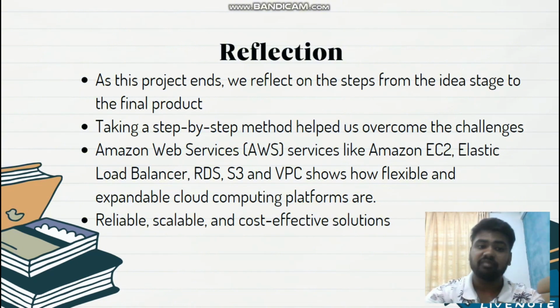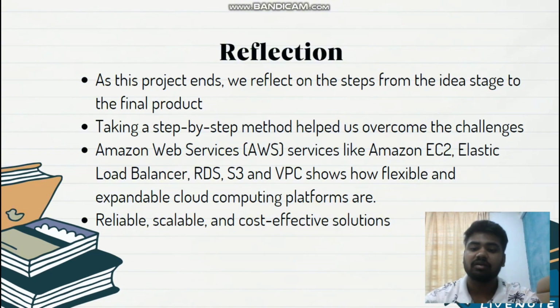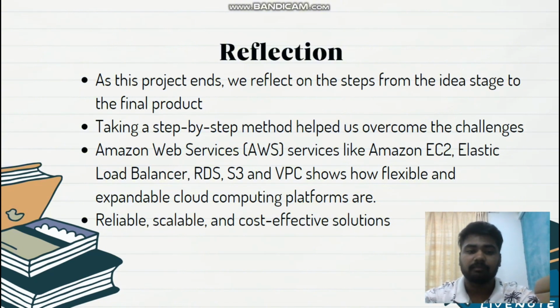Additionally, adding Amazon Web Services (AWS) services such as EC2, Elastic Load Balancer, RDS, S3, and VPC shows how flexible and expandable cloud computing performs. This project shows the importance of using cloud-native technologies and best practices to get better speed, use resources more efficiently, and scale smoothly.